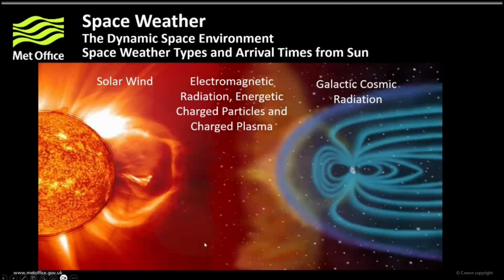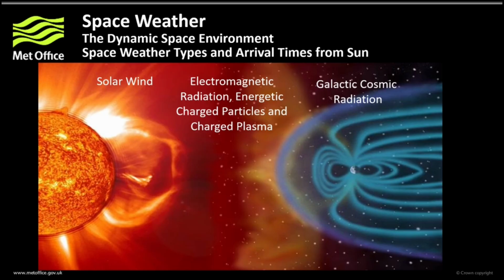So I will start with the simple question of what is space weather? Well, electromagnetic radiation, energetic charged particles, and charged plasma from the sun can interact with the Earth's magnetic field and upper atmosphere. And it's these disturbances which we know as space weather. So there are different types of space weather. Space weather is essentially a catch-all term for activity on the sun, which impacts us here on Earth.